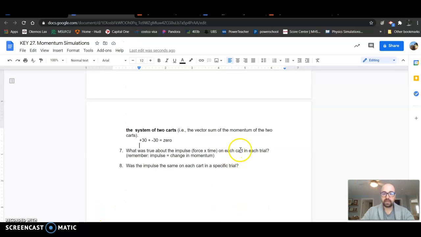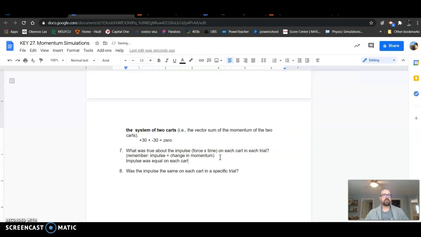What was true about the impulse on each cart in each trial? Here you couldn't calculate force times time. We didn't have that information. But because the impulse is the change in momentum, the impulse was equal on each cart. So here's what that means, and that's a bigger conceptual one: these things explode apart. The force on them, because of Newton's third law, has got to be equal, right? One cart can't push the other cart for more or less. And then the time that they're pushing has got to be the same, right? I can't push you longer than you can push me. So if force and time are the same, the impulse has to be the same. Another way of thinking about that is they both changed momentum by 30, right? One just went to the right and one just went to the left. So if their change in momentum was 30, then the impulse had to be the same on them.